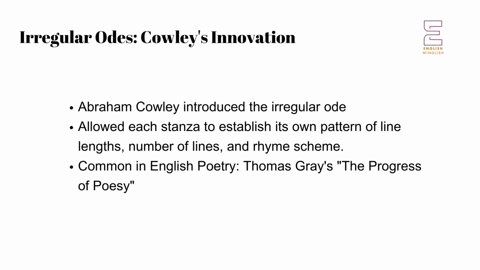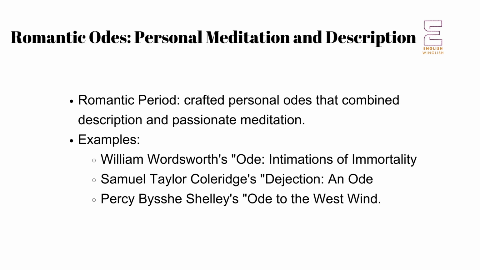Abraham Cowley introduced the irregular ode in 1656, which deviated from the strict Pindaric stanzaic structure. Instead, Cowley allowed each stanza to establish its own pattern of line lengths, number of lines, and rhyme scheme, giving poets more freedom to adapt the form according to the poem's subject and mood. This type of ode became the most common in English poetry, and Thomas Gray's The Progress of Poesy is a notable example. Romantic odes. Personal meditation and description.